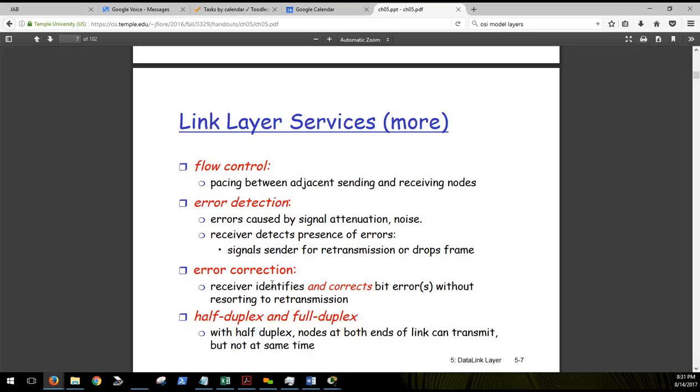So, for example, for error correction, the receiver determines what errors occur in the frame, knows when the error occurs, and corrects it.